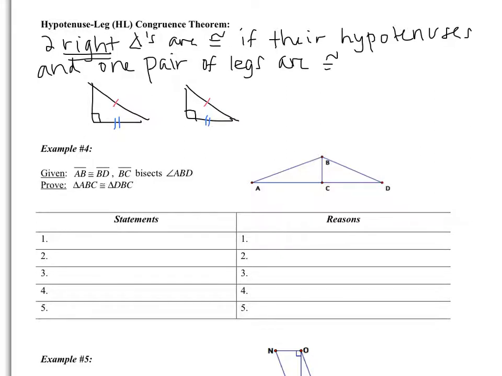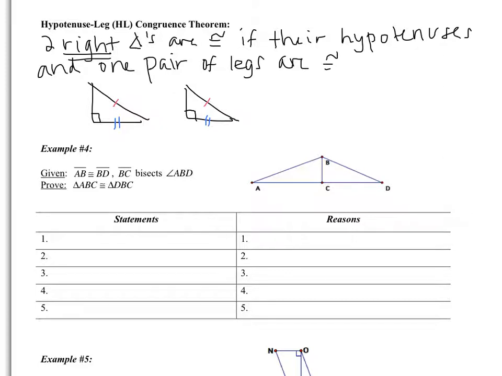One thing to be careful of is just because a triangle is right does not mean that you're going to be using HL. Most of the time you are, but not every right triangle is going to use HL. Now we're moving on to some proofs. Let's look at example 4.